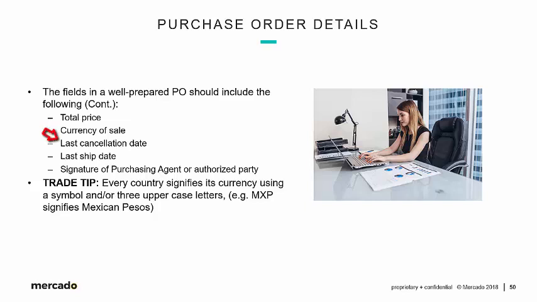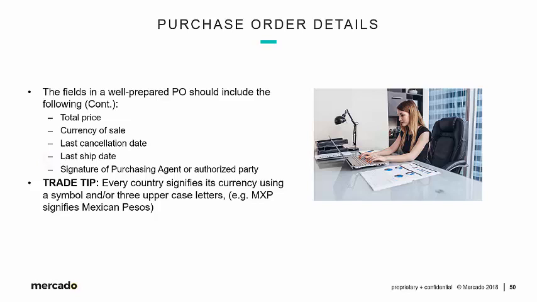Last cancellation date on a PO, super important, especially if an importer realizes that their demand signals are telling them that they need to back off of purchases and either reduce or totally cancel a PO. There has to be a last cancellation date there. Also a last ship date. We as an importer are buying goods for a reason, and one of the reasons is that we need them by a certain time. We have to know the cumulative lead time of every product we buy overseas, a topic we've covered endlessly. And we have to make sure that that lead time requirement is met by stipulating a last ship date. And then a signature of the purchasing agent or authorized party.